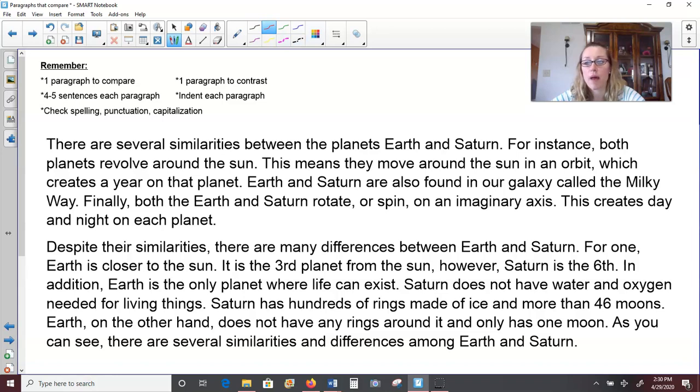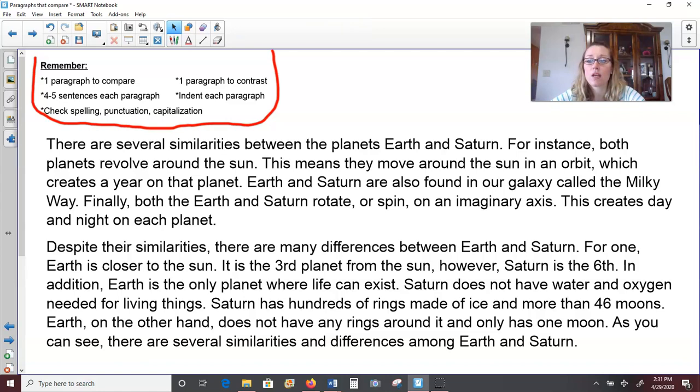So we need to remember that we need one paragraph to compare our topics and another paragraph to contrast them. That's one to say how the two items are the same and one paragraph on how they are different. Each paragraph should be 4 to 5 sentences. You could have more than that, but 4 to 5 is a very strong paragraph. Each paragraph, we need to remember to indent the first line, and we need to make sure that we check for spelling, punctuation, and correct capitalization.